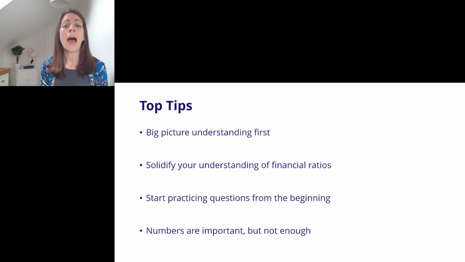And yes, the numbers are important in financial statement analysis. Of course, without them, we wouldn't have financial statements, but they are not enough. Do not get bogged down so much in the numbers that you neglect that big picture understanding of what each transaction means, how it might affect ratios and analysis. Yes, the numbers are important, but they are not enough. Make sure you're looking at what they mean as well.